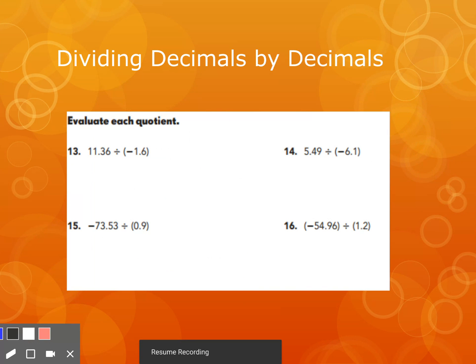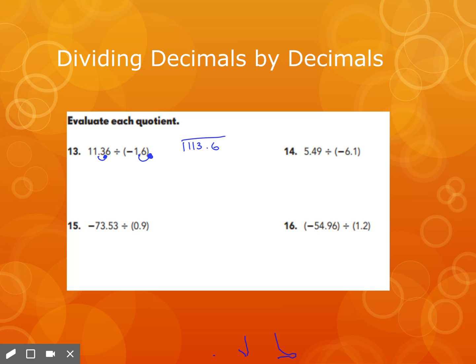So I'll do number 13 and 14 with you, and then I'd like you to try number 15 and 16 on your own. But first things first, I'm going to move my decimal out of the way. So I'm going to start with my divisor. I have to move it one space. So I also need to do that in my dividend. So now I have 113.6 divided by 1.6. I'm sorry, just 16, because I moved that decimal over.